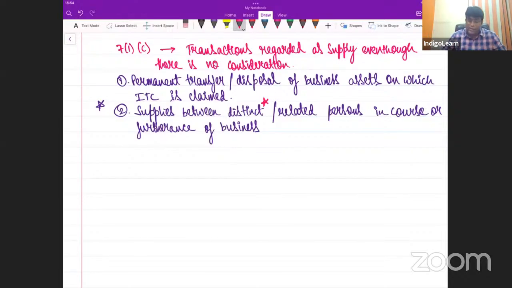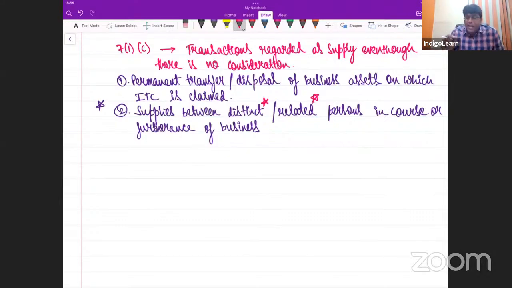Then the other word, related persons. Who is related? Related persons cover people like legally recognized partners, employer and employee, members of the family. They're all covered under related person. So if supply is there between distinct or related persons in the course or furtherance of business, then it is regarded as supply even though there is no consideration.